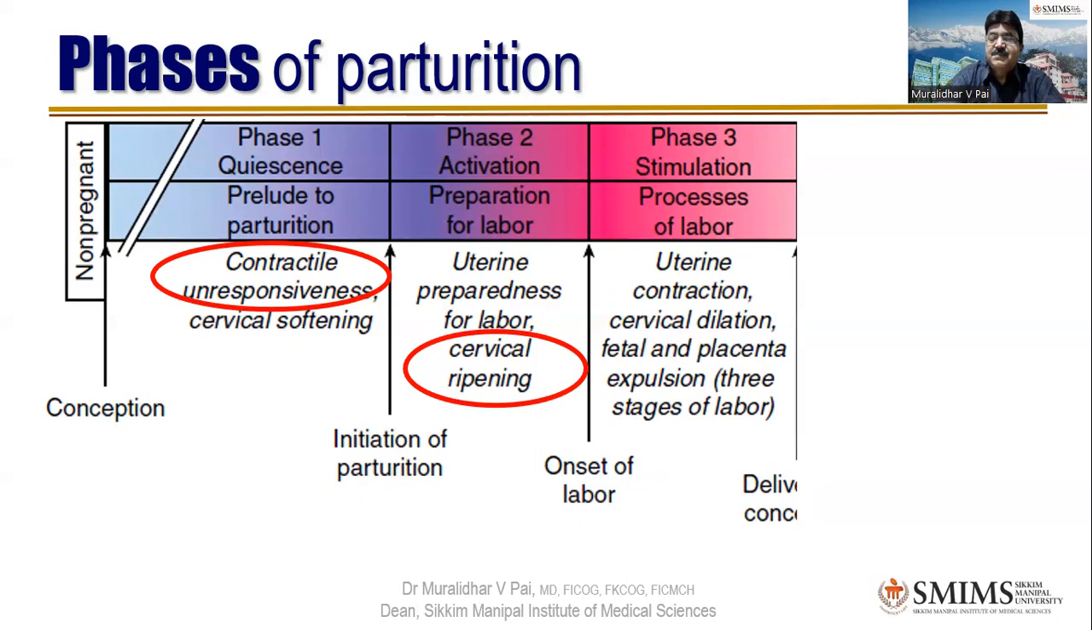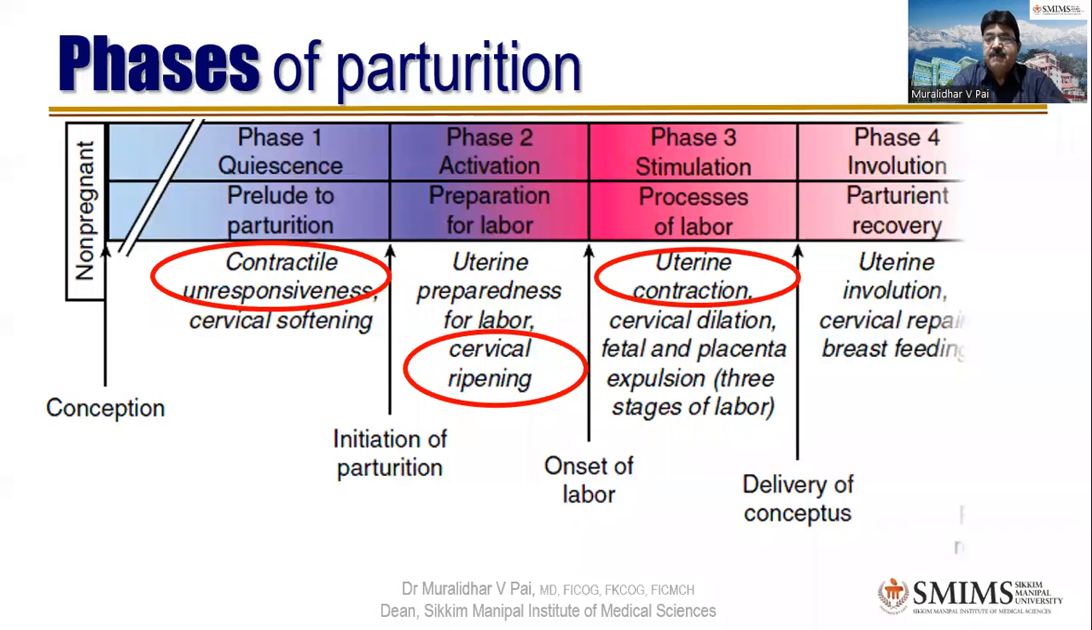Stage 4 is a stage where there is permanent contraction, retraction, and of course it proceeds to involution of the uterus. So this phase is a phase of uterine contraction, which definitely is accompanied with cervical dilatation, fetal and placental expulsion, and thereafter, as I just now said, the permanent uterine contraction and retraction. So all these 4 stages of labor come under phase 3, the phase of stimulation or processes of labor.